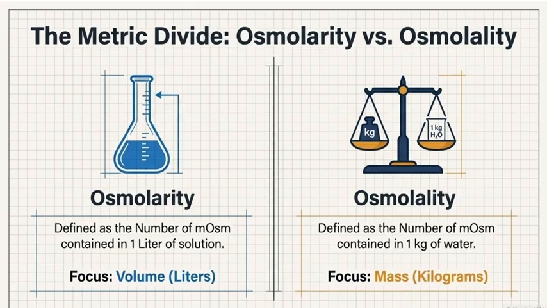These two are commonly confused but clinically important: osmolarity and osmolality. Osmolarity is osmoles per liter. It is volume based. Osmolality is osmoles per kg. It is mass based. In the ICU, we use osmolality because it is not affected by temperature or volume shifts. Normal plasma osmolality is 275 to 295 milliosmoles per kg.